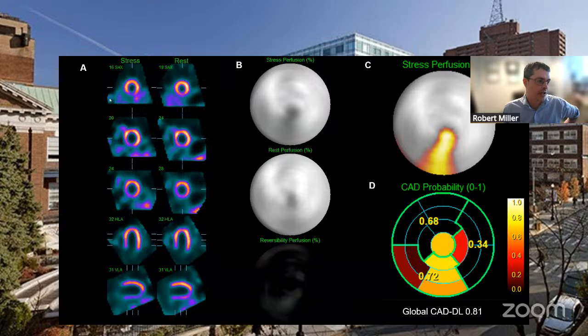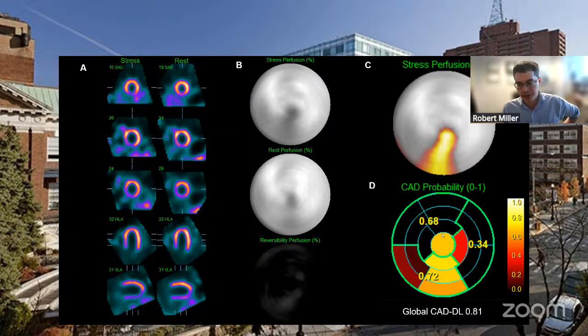Here you can see stress and rest perfusion, with a partially reversible defect primarily in the inferior wall that's moderate in intensity and moderate in volume. The deep learning model is saying that there's a high probability of coronary disease. It's highlighting the same areas of the polar map, but interestingly, it extends out to the apex. If you go back and look at the images and the polar maps, you'd say, yeah, it's extending more into the apex than I would have expected with an RCA lesion alone.